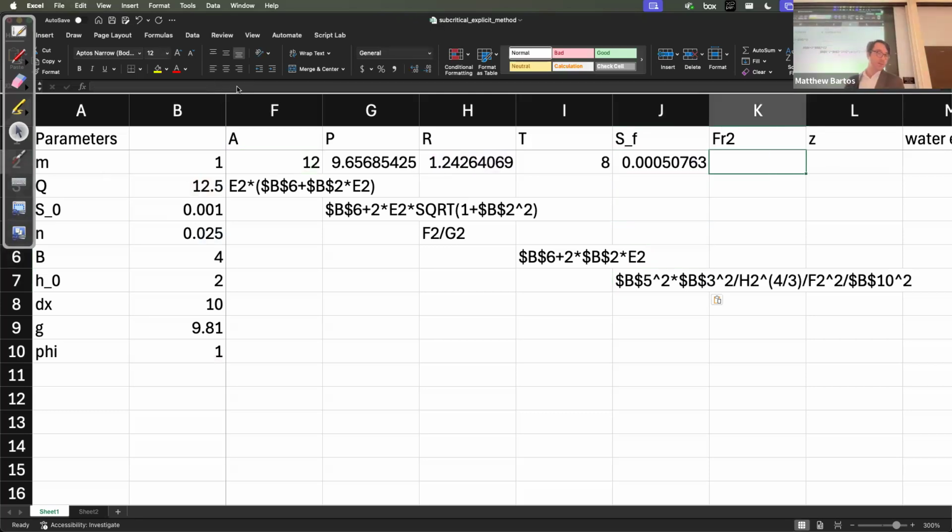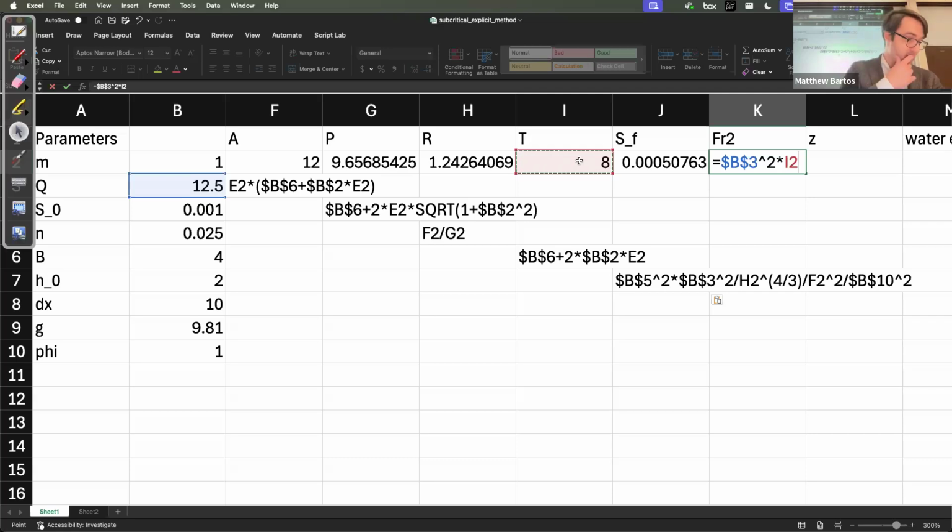For the Froude number squared, this is discharge squared, so that's B3 squared, times the top width, that's cell I2, divided by acceleration due to gravity, that's absolute cell reference B9, divided by the cross-sectional area cubed, that's cell F2 cubed. And I'll paste that below.